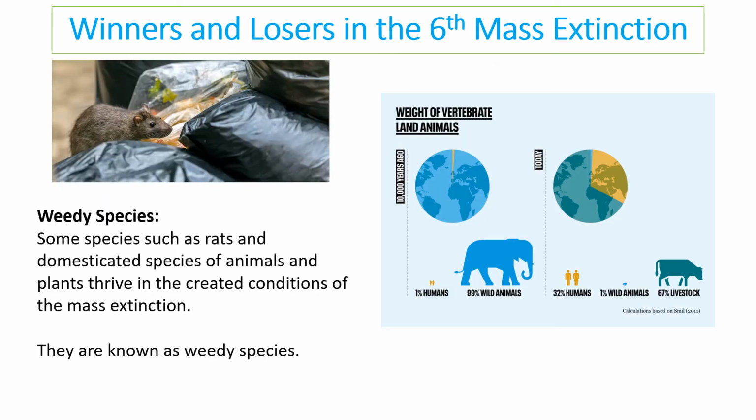There are obviously, as in anything, winners and losers. You can see here how life has changed. 10,000 years ago, there was 1% humans, 99% wild animals, whereas now 32% of life on the planet is humans, 67% is livestock, and only 1% of the wildlife biomass on the planet, in terms of vertebrate mass, is wild animals. Some species, however, will always prevail, and they're called weedy species, ones that can survive in harsh conditions and therefore thrive. Examples of this could be rats and domesticated animals for humans.